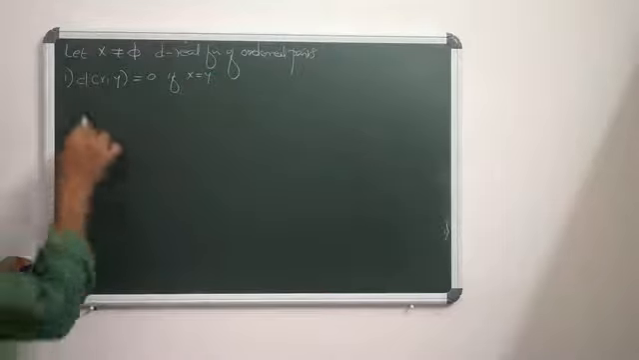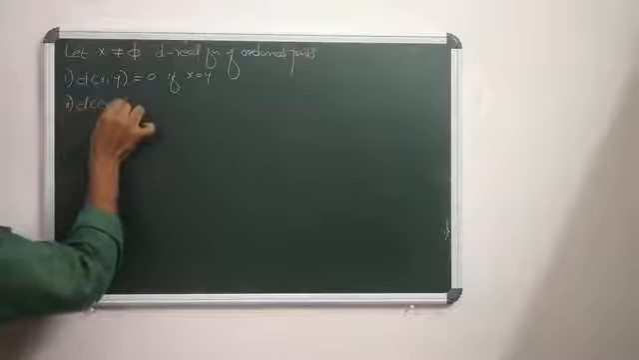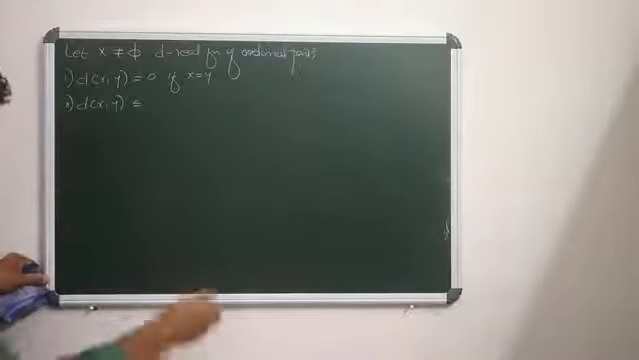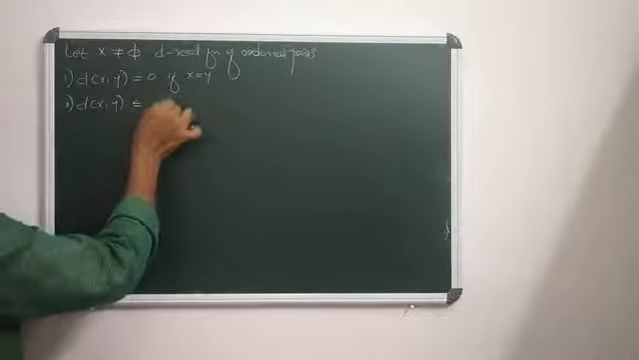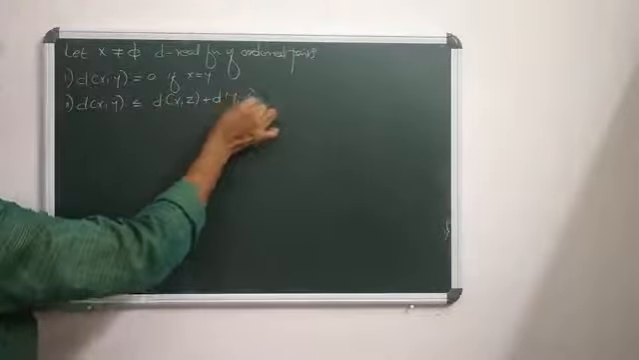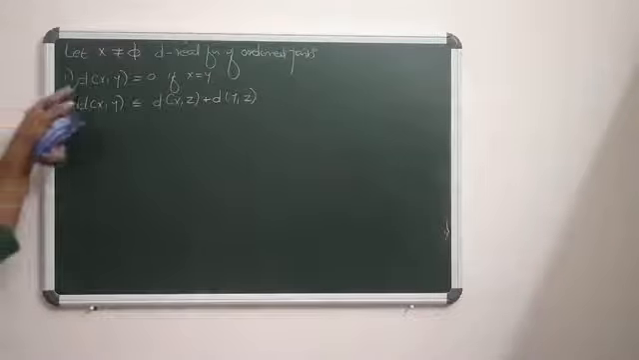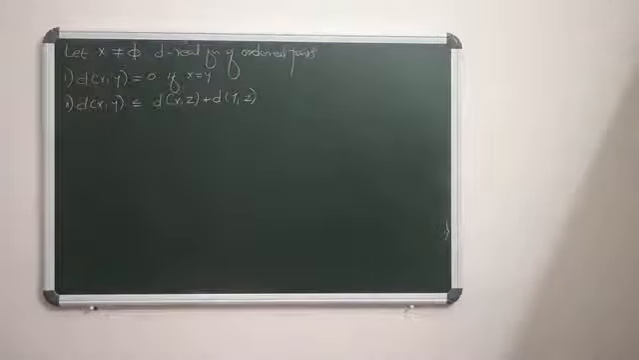Second one, dxy is less than or equal to dxz plus dyz. The triangle inequality is holding, and the property dxy equals 0 if and only if x equals y is also holding. Then show that D is symmetric.